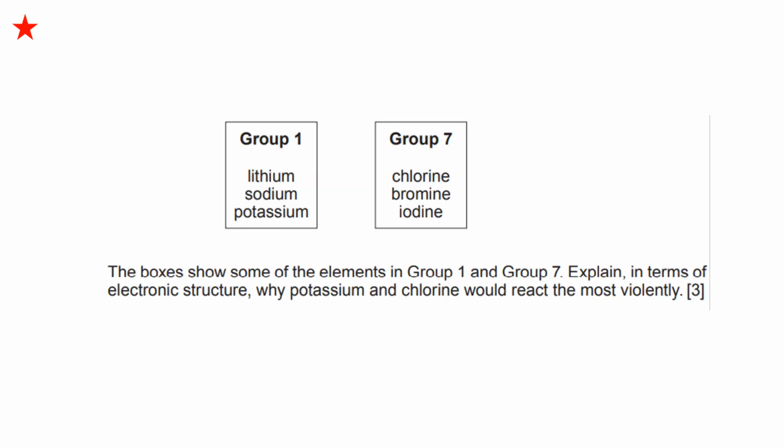The boxes show some of the elements in group 1 and group 7. Explain in terms of electronic structure why potassium and chlorine would react the most violently. Potassium and chlorine would react most violently because potassium's outer shell electron is furthest away from the nucleus and so is most easily lost, whereas chlorine's outer shell is closer to the nucleus and an electron is most easily gained.